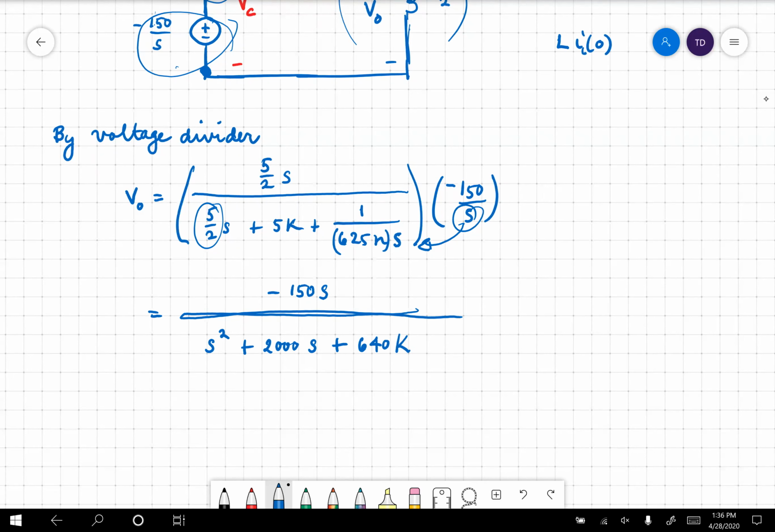That's still a big number there, so we'll still leave it there. 640K. So multiplying the s through the denominator is what I'm doing. And then I'm pulling out a 5/2 out of both the numerator and denominator. I'm factoring out a 5/2.